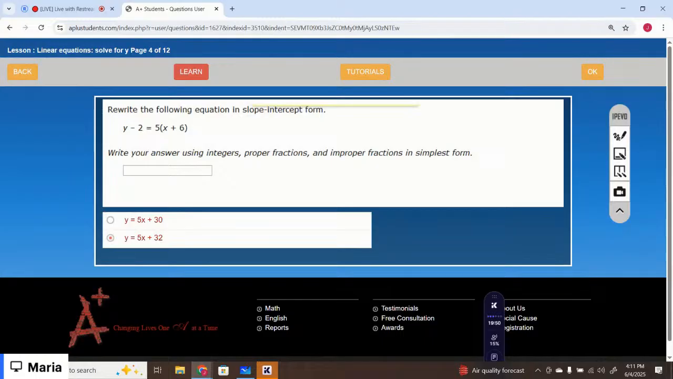That is y equals 5x plus 32. Option number 2 is the correct option. Okay, you can complete the lesson by yourself later today. Let me move on to the next lesson.